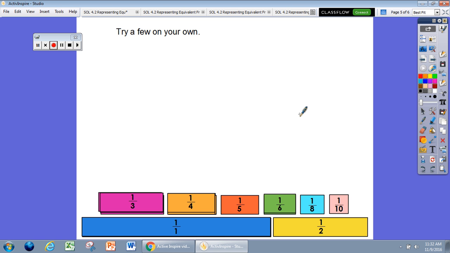Now, I want you to use your fraction bars and try a few on your own. Remember, start with your improper fractions that are more than 1 whole, and find out how many wholes are there and how much more than the whole you have. Be sure to record your thinking.